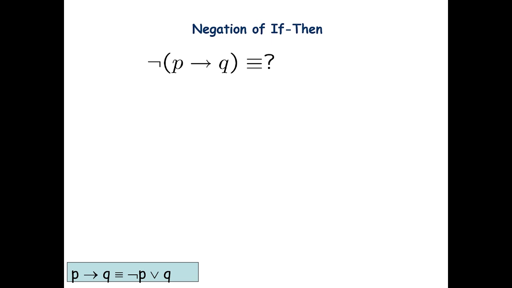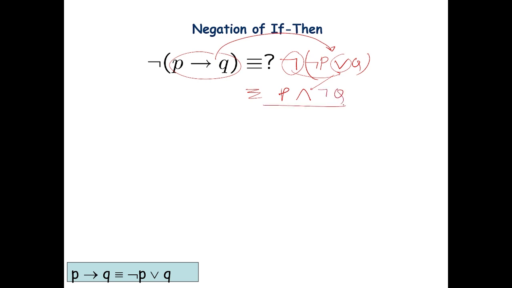Negation of if-then. If you negate it, what does it become? Let's try to solve this. Negation of P implies Q. This is not a logical equivalent. What is the logical equivalent? The logical equivalent is not P or Q. So this becomes not P, and by De Morgan this or turns into and Q.